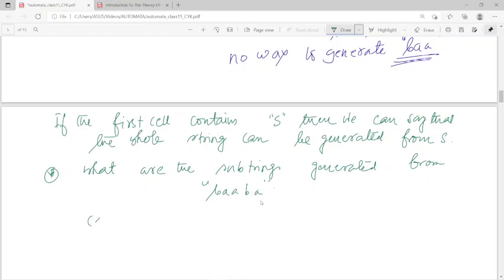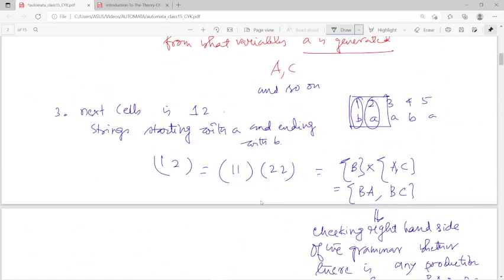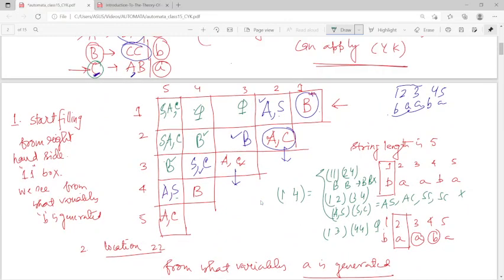Like that. This cell 1 2, if you see in your table, there is S. So if 1 2 contains S, and 1 2 means this is a substring, this is BA, right? That means BA is generated from 2 5. If we see that from 2 5, S is also there, then this AABA, we can also regenerate it.